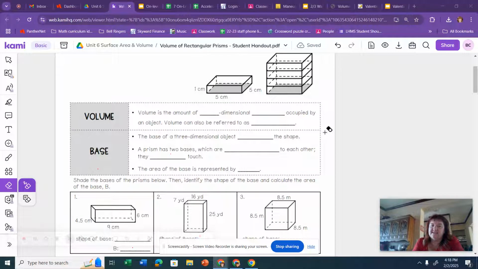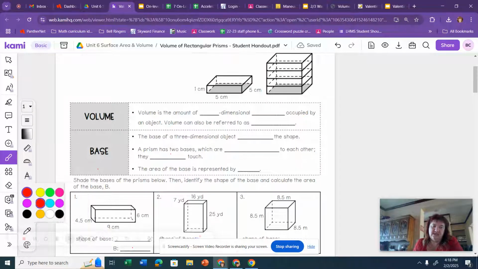Volume is the amount of three-dimensional space occupied by an object. Volume can also be referred to as capacity. The capacity, how much does it hold? Okay. The base of a three-dimensional object names the shape.